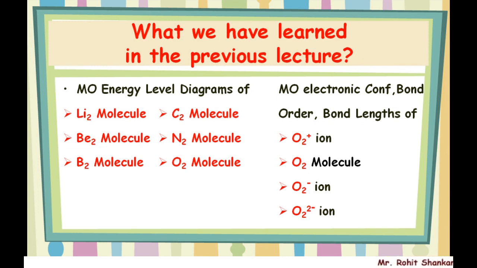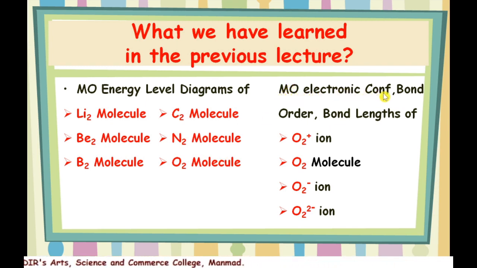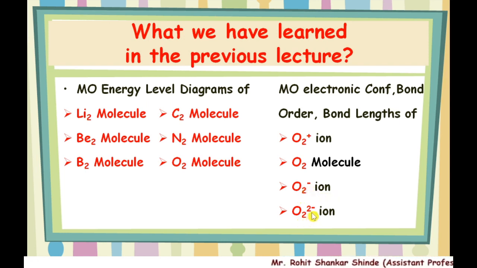In the last video lecture, we have studied molecular orbital energy level diagrams of dilithium molecule, diberyllium, diboron, dicarbon, dinitrogen and dioxygen molecules. Also we have seen molecular orbital electronic configuration, bond order, bond lengths of O2 plus ion, O2 molecule, O2 minus ion, that is superoxide ion, and O2 2 minus ion, that is a peroxide ion.